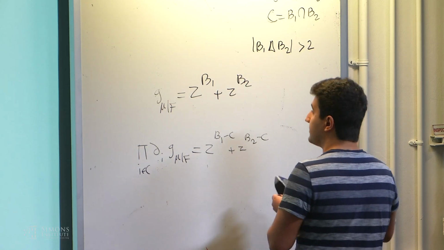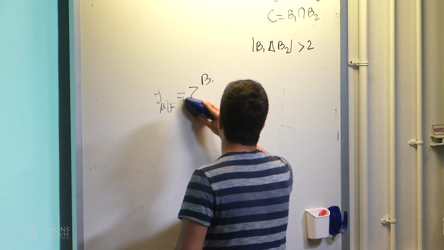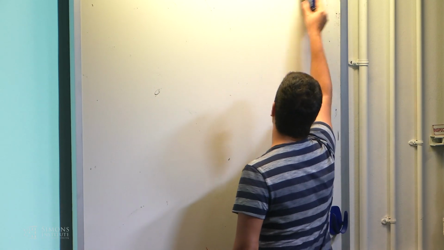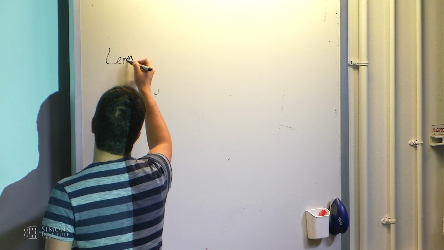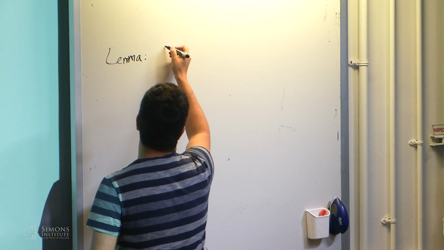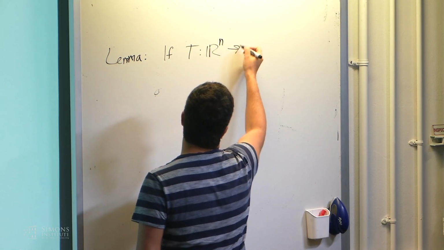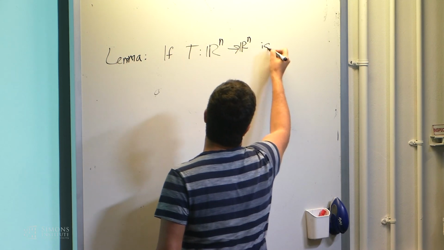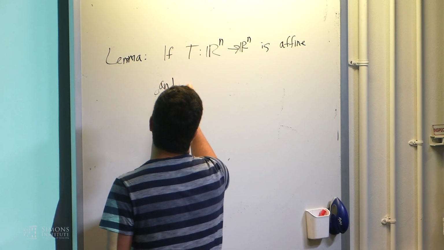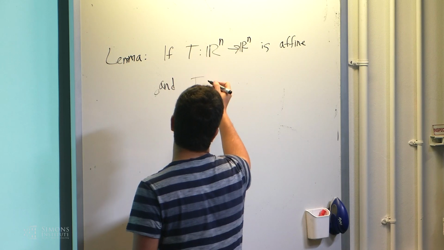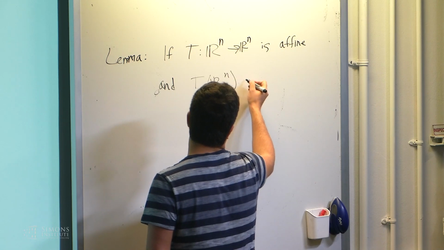okay. So let me just erase this. Okay. So first of all, you can basically show that if you have a transformation going from Rn to Rn, and your transformation basically takes the positive orthant to the positive orthant.